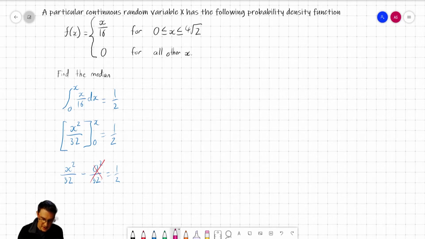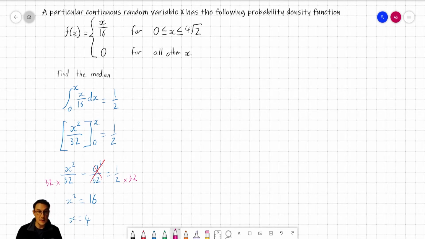So from this point here, as I seek to solve it to find x now, I'm going to multiply both sides of this by 32 to tidy it up. We end up with x squared then is equal to 16. It's 32 divided by 2. And then I'm going to have a value of x is equal to 4.